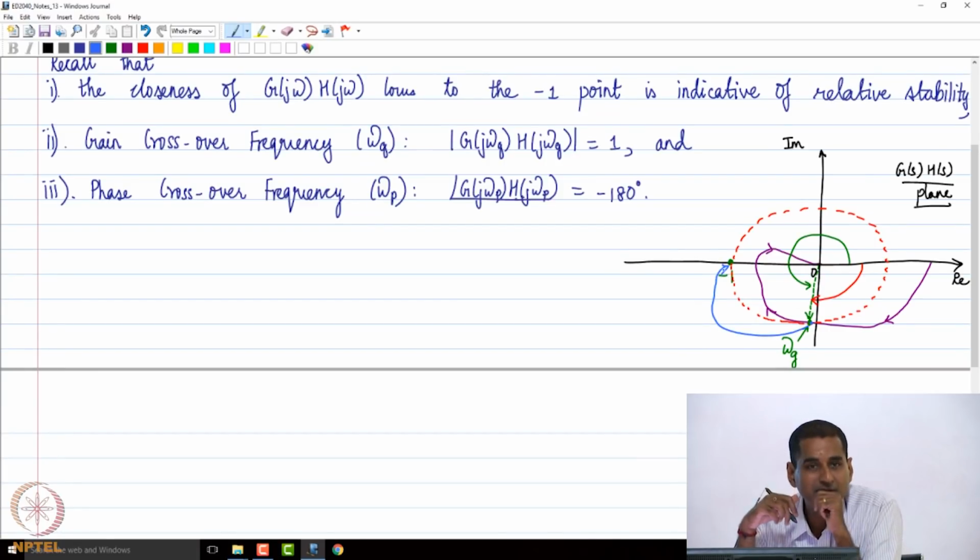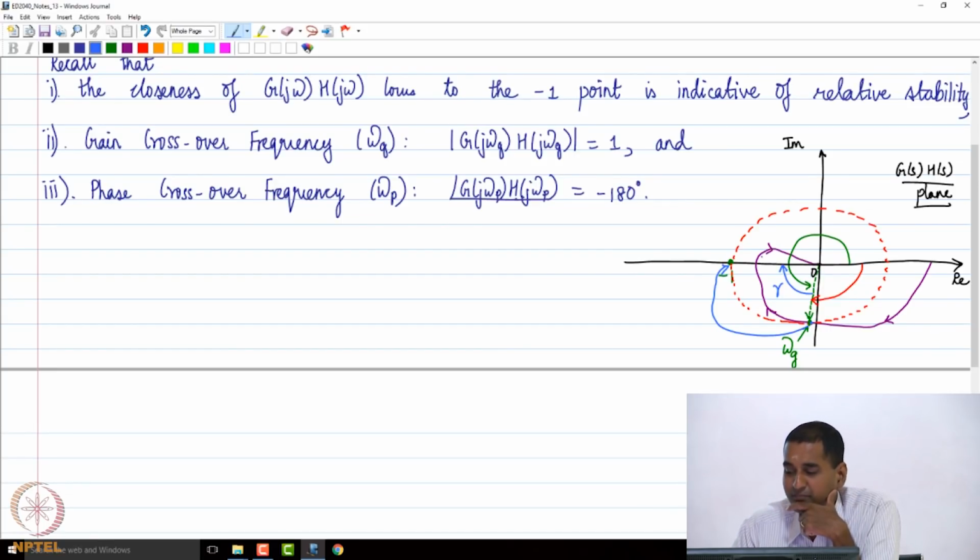How can I do that? If I rotate the entire Nyquist plot by this angle gamma, do you agree that this point will travel on this red dotted circle of unit radius and then come and settle down at -1? Does everyone agree? Okay. Please remember that point.